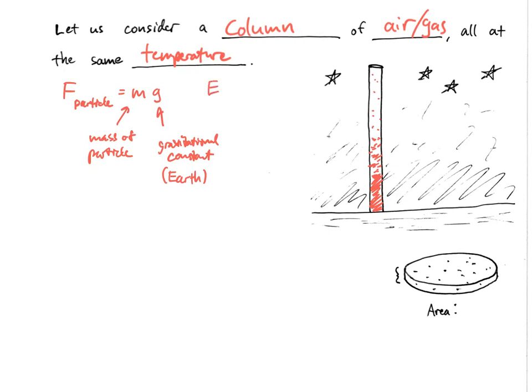Okay, now following the definition of our force for the particle, let's say that we've got a potential energy for the particle. That now is going to be equal to the mass times the gravitational constant times the height that the particle is above the surface of the Earth. So we can say this is the height of the particle. All right.